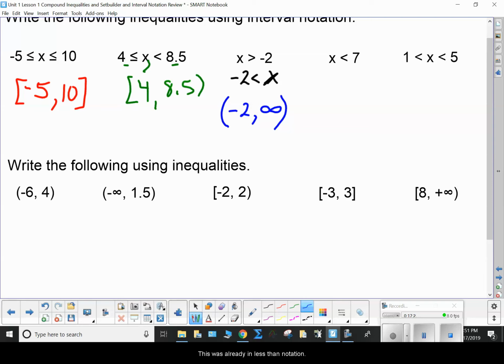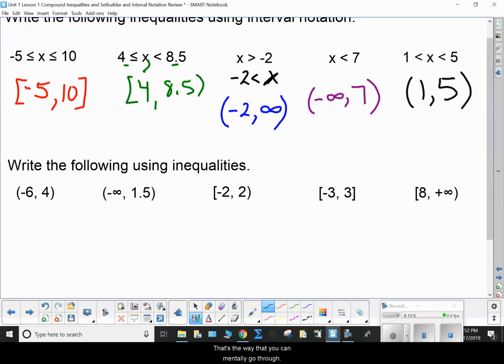This one's already in less than notation. So I write down the first number. There is no first number, so I'm going to use -infinity. Then I put the comma, and then I put the 7, and again there's no equals, so it's a parenthesis. And this last one, number, comma, number, and I go back, no equals, no equals, so therefore it's just parentheses. That's the way that you can mentally go through, figure out what you need to do, and write it out correctly.